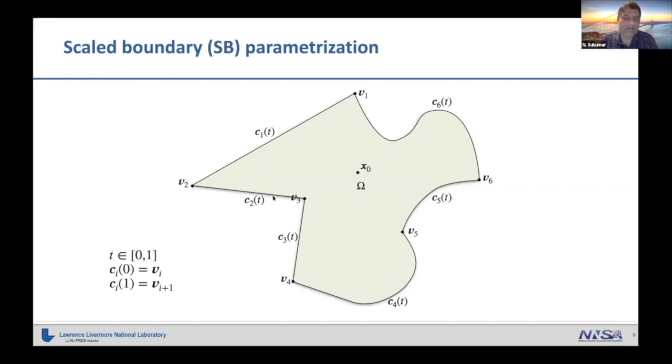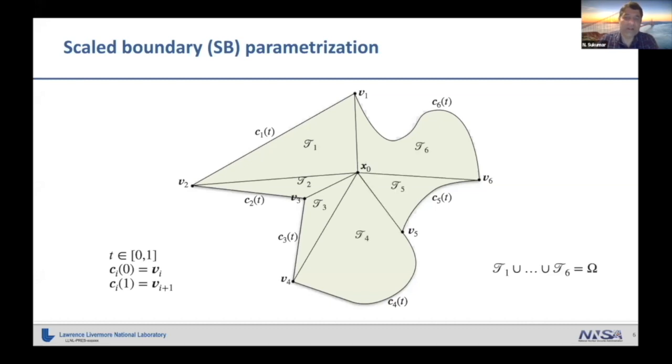Okay, so then what one does in the scaled boundary parametrization is you pick a point x0. It can be inside or outside. So that's the nice part about this. It will still work. So you pick what is called a scaling center in the context of scaled boundary, but here it is just a reference point in the context of our scheme itself. So x0 is a point inside. And then you just join it to the vertices. So it need not be star-convex.